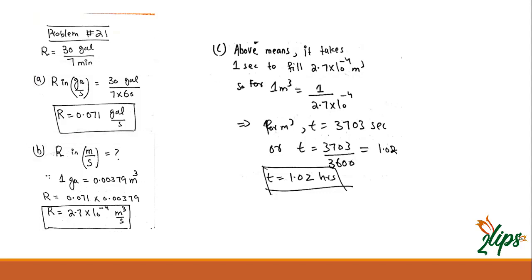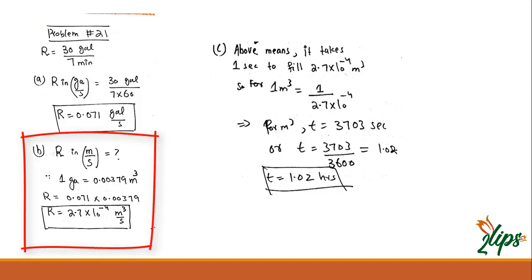In part B, we are asked to find the rate in meters per second. Actually, it is in meter cube per second in SI units. So 1 gallon is equal to 0.00379 meter cube. I can put it in the above expression, so rate will become 0.071 times 0.00379 divided by 1 second. This will give me a rate equal to 2.7 times 10 raised to power minus 4 meter cube per second.